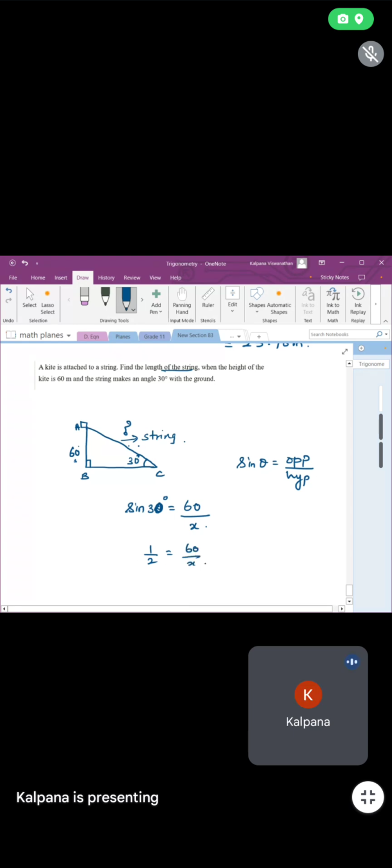So what is x? 120. X is 120. That's it. The length of string is nothing but 120. X is equal to 120 meters. Okay, so they have given 60 meters, so here also write 120 meters. You all understood, children? Yes. Okay. Next question.